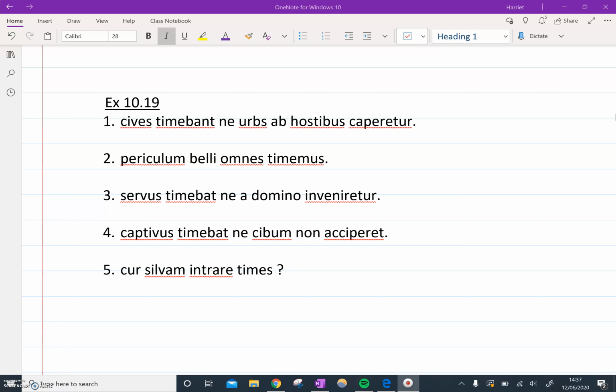So number one, cives timebant ne urbs ab hostibus caperetur. Watch out for the ending of caperetur there. Think about that. Pause the video and then press play when you are ready.